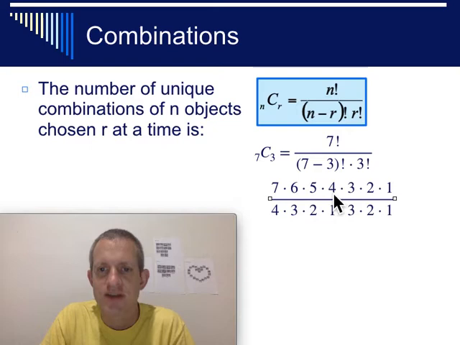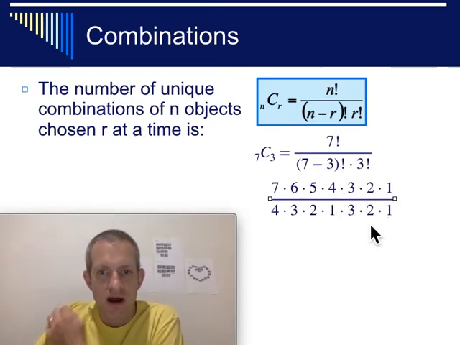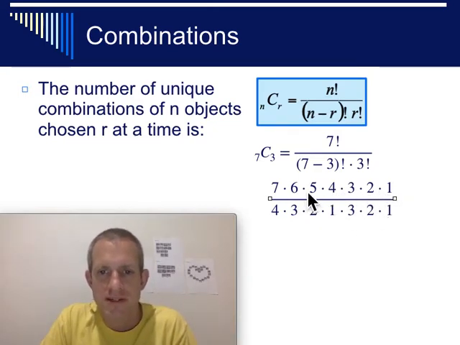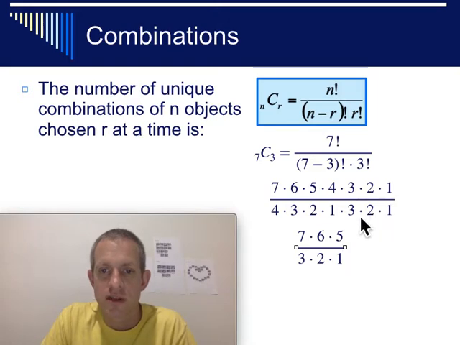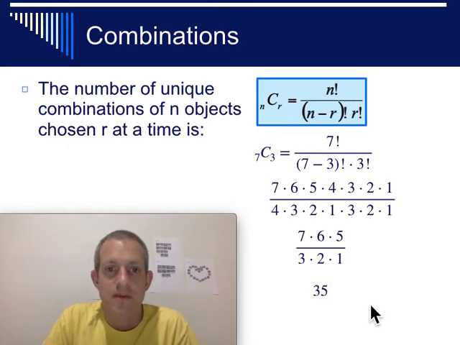7 times 6 times 5 times 4 times 3 and so forth. It looks overwhelming, but because there's so much that's the same on top and bottom, like you could cancel out all these 4, 3, 2, 1s on top and bottom, you end up with a 7 and a 6 and a 5 on top, and the 3 and the 2 and the 1 on the bottom here. And 3 times 2 is just 6, and so those reduce away, and so I really could find this in my head. It's 35, 7 times 5. So that's the combinations formula.